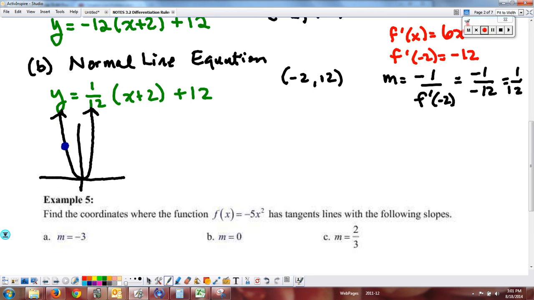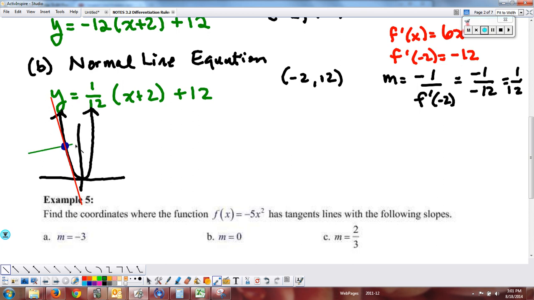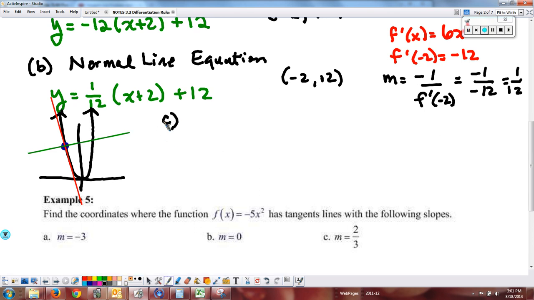And so we had a tangent line, so let's draw in our tangent line. I like to make the tangent line red. So we'll draw the tangent line in, so it looks like that. And then we'll draw in our normal line, we'll do that one in green, which is the perpendicular. And so in part C, what they're basically asking you is to find the other point where the normal line intersects. So I want to know, what is that point right there?